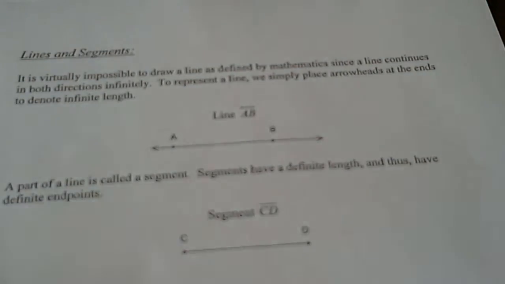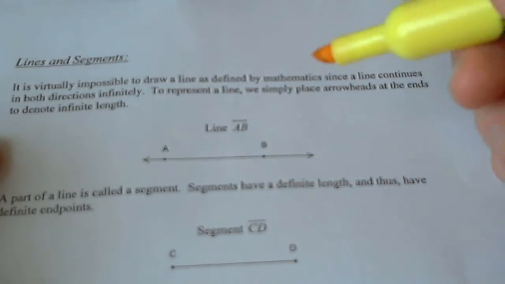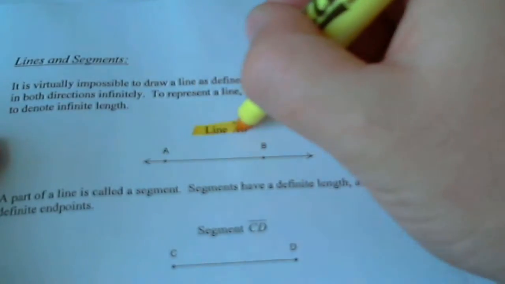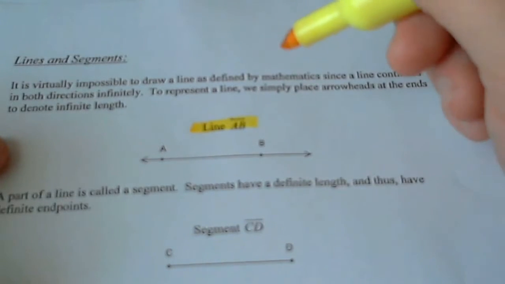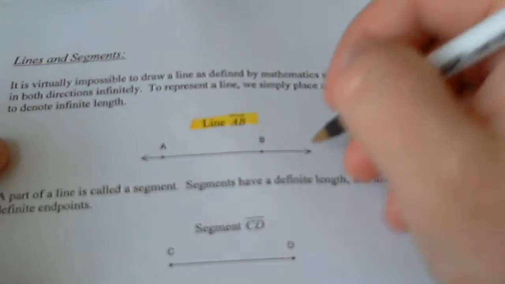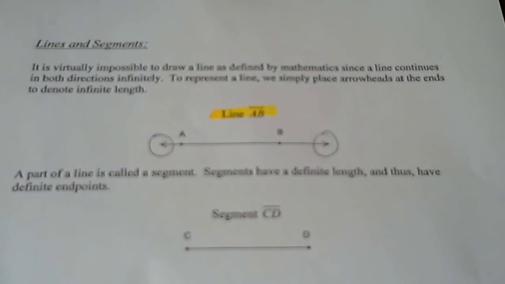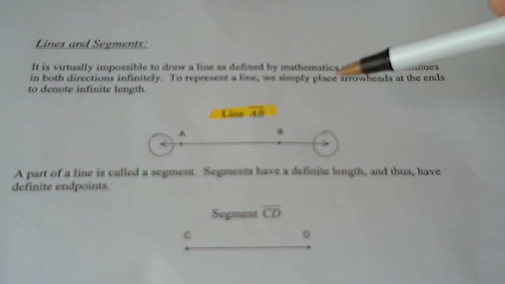These are lines and line segments. Line AB, that's this guy right here. Notice that line AB has arrowheads at the end of it. That is because it's impossible to actually draw a line on a sheet of paper, because it continues on and on forever in both directions. And we use these arrowheads to illustrate the fact that it does that.